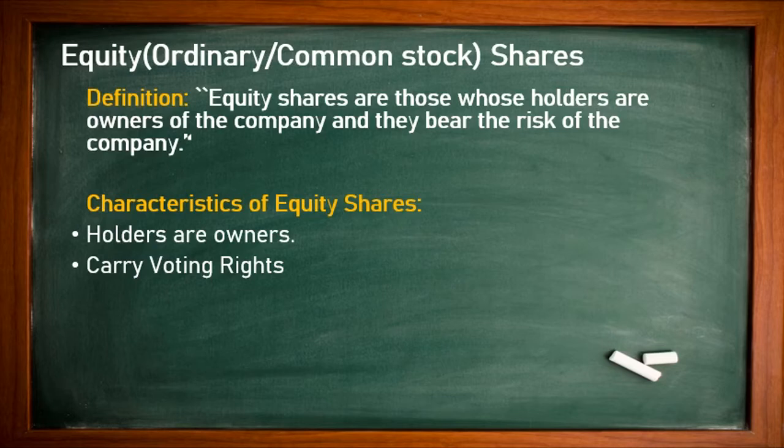Maybe millions or billions of persons are the owners of some big companies. So who will run the company? Normally, corporations or big companies are run by the managing directors, CEOs, or the board of directors. These persons are elected through the votes of the owners of the company. So this is reflecting their voting right.